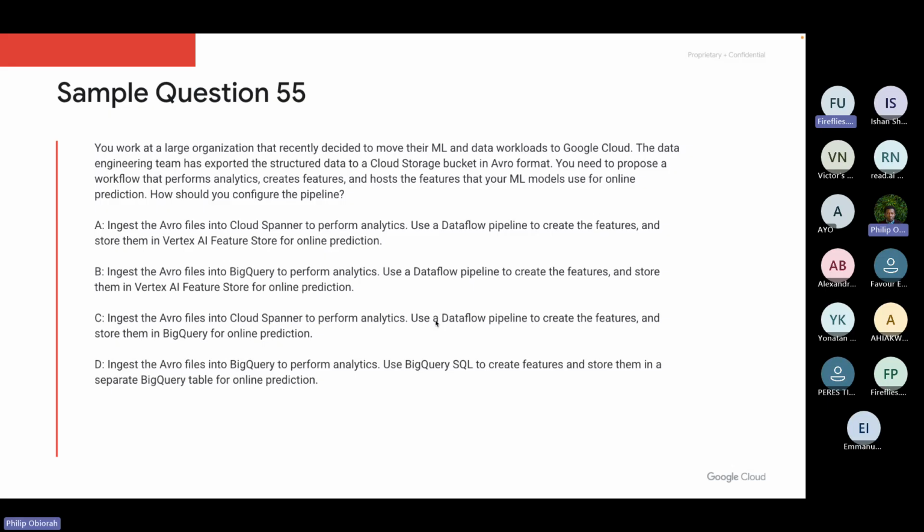Now, the next question. You work for a large organization that recently decided to move their ML and data workloads to Google Cloud. The data engineering team has exported the structured data to the cloud storage bucket in Avro format. You need to propose a workflow that performs analytics, creates features, and hosts the features that your model uses for online prediction.